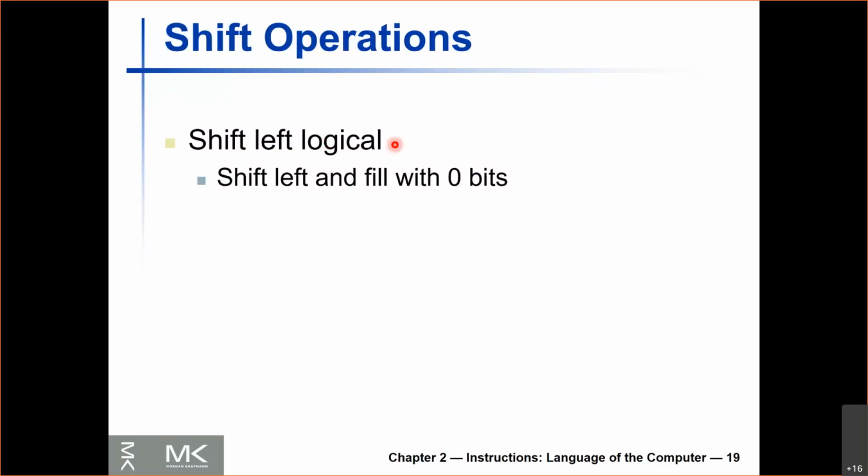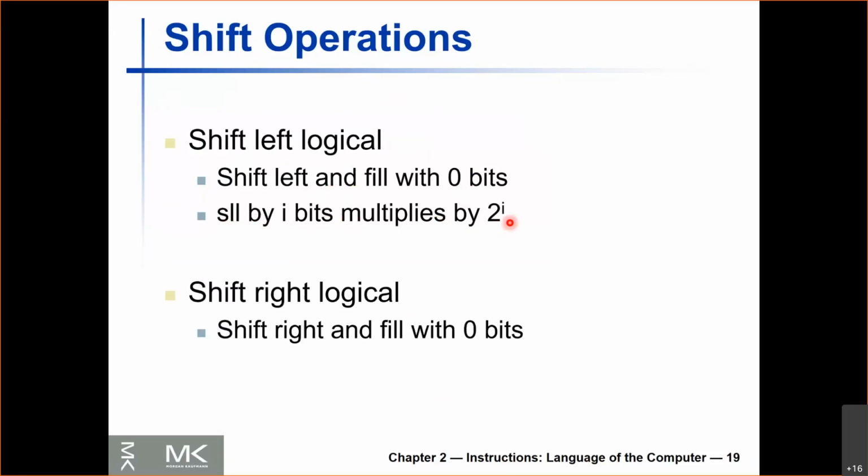There's a shift left logical, which takes a value and shifts all the bits to the left. And when we shift bits to the left, we're going to have bits on the right that are left empty, and we'll fill them with zeros. So shifting to the left, the instruction for that is SLL, is actually equivalent to multiplying by 2 to the power I. So if I shift a value to the left by I bits, this is equivalent to multiplying by 2 to the power I. I hope that's clear to everyone why that is the case.